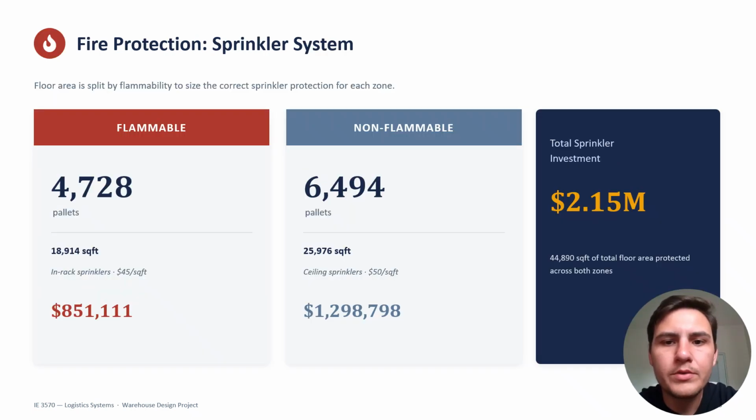For fire protection and the sprinkler system, separating flammable from non-flammable materials lets us size the right sprinkler protection. The 4,700 flammable pallets get rack sprinklers at $45 per square foot, while the rest get ceiling sprinklers at $50 per square foot. Altogether, that's a $2.15 million investment in fire protection.